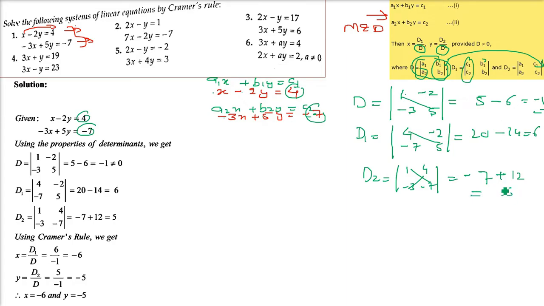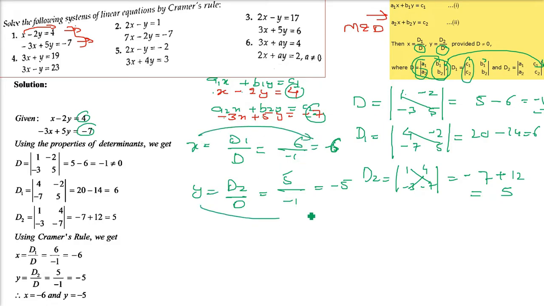Okay, now we have D1, D2 and D. To get x, what will we do? x will be D1 by D, and y will be D2 by D. Since D is not equal to 0, x and y are defined. So put D, negative 1, in the denominator. D1 is 6, D2 is 5. So negative 6 is the value of x, and negative 5 is the value of y. This is how we solve linear equations in 2 variables using Cramer's rule.